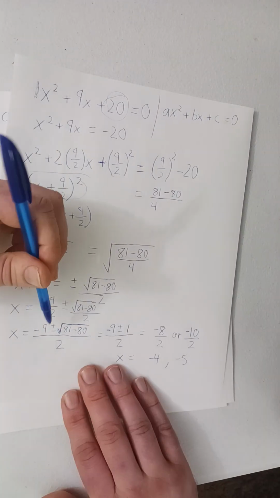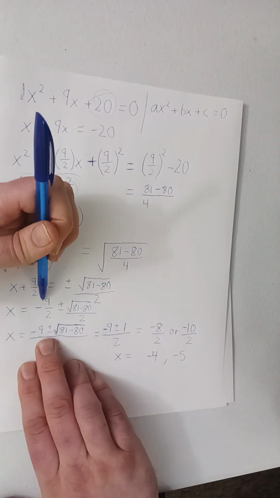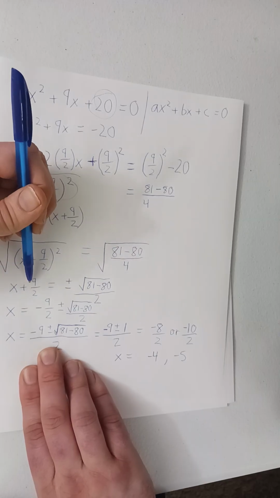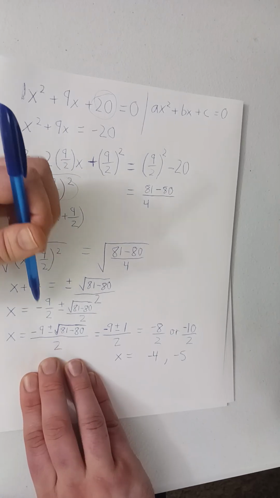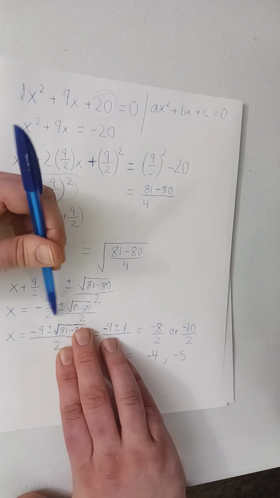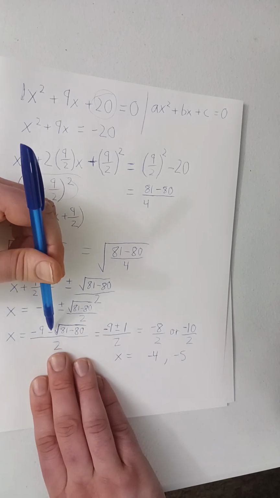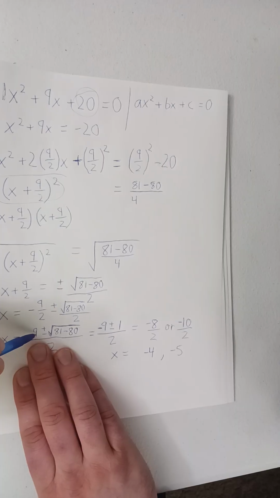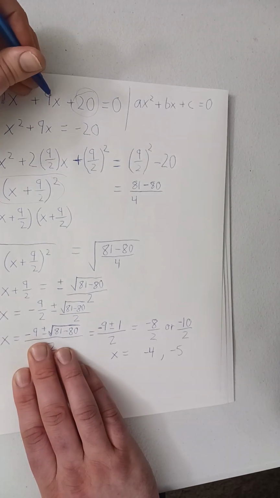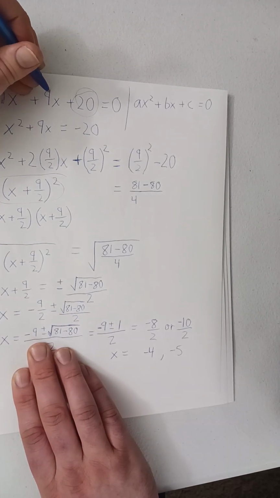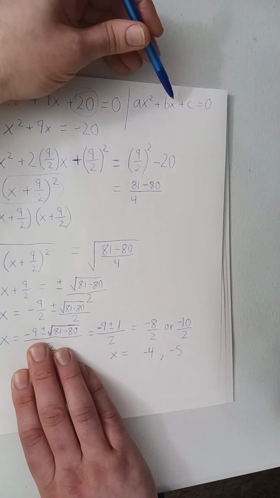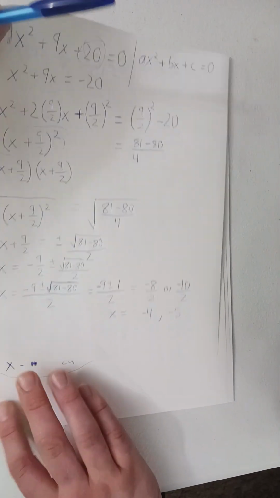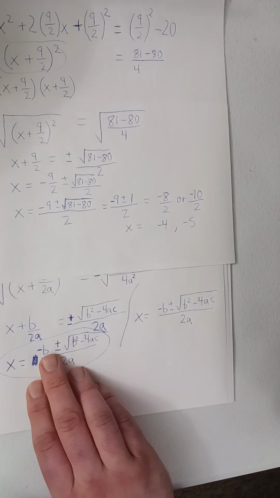And then we were able to simplify it down to, remember, this negative 9 over 2, we moved over to the other side, and then we put it together because it's the same denominator here. And when we did that, notice that this 9 is the same as the 9x, right? So 9 is b, and that's b. So if you look at this, it's x equals -b.